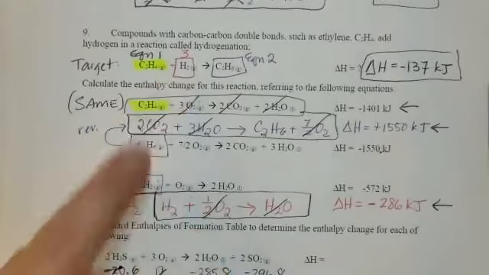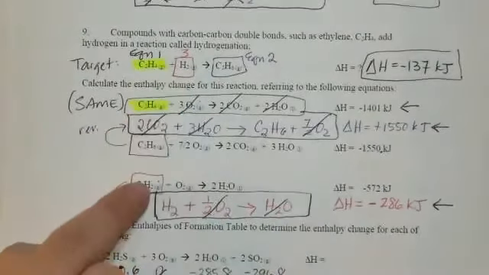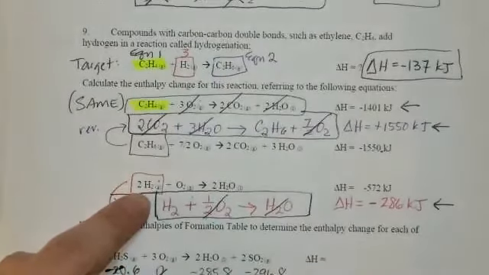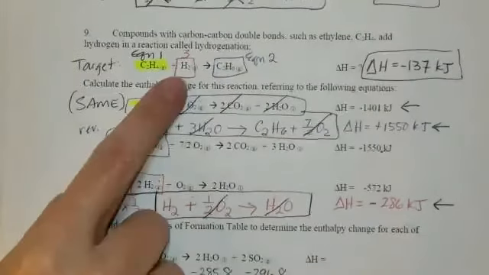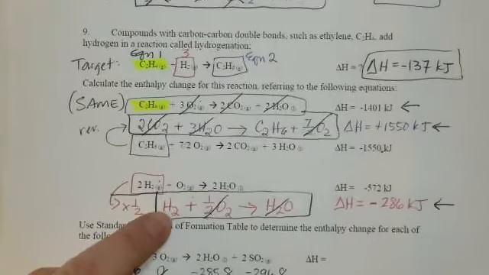Where did that come from? Well, that came from this equation. It wasn't anywhere else, right? The hydrogen only came from equation 3. It was on the right side, but instead of 2, I only want 1. So I need to multiply this equation given to me by a half. I need to cut it in half, right? So there's my 1 hydrogen that I want.